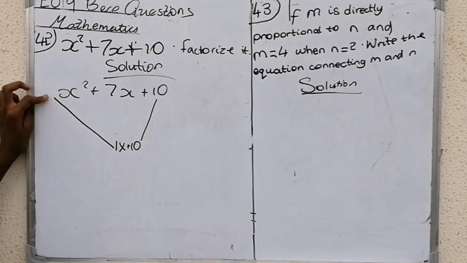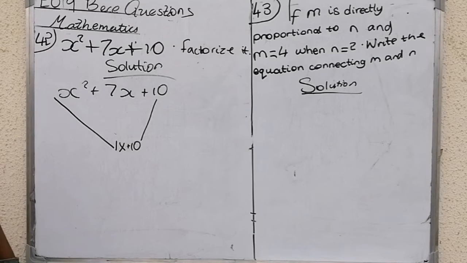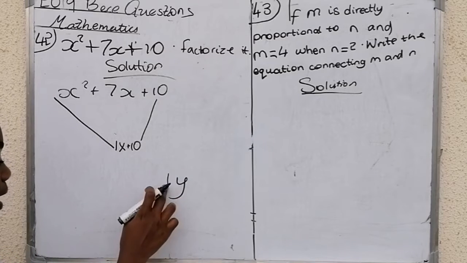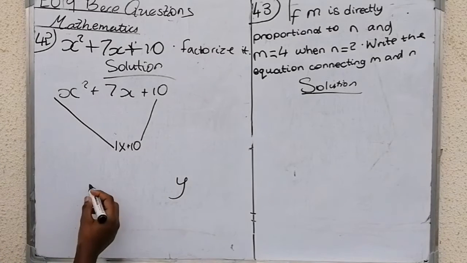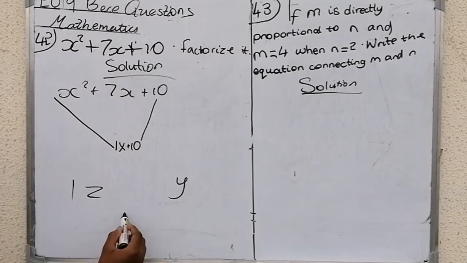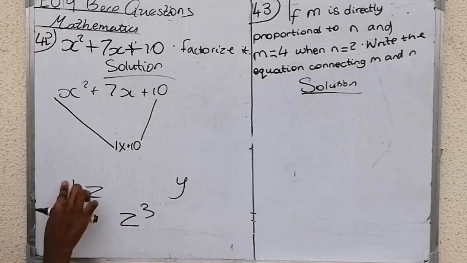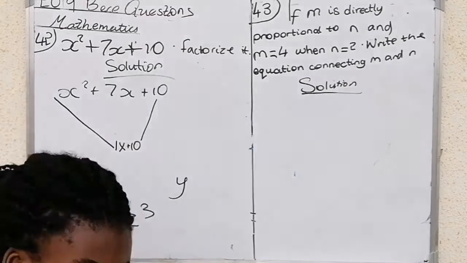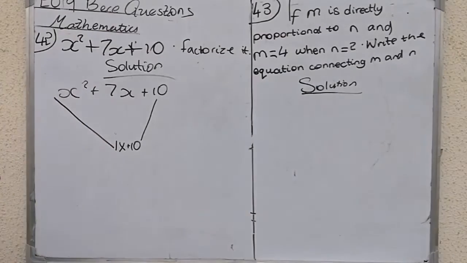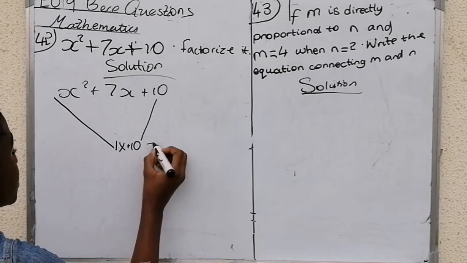Remember I said earlier there's a 1 here, but we don't really need to write it. We leave x squared on its own, like y is 1y but we write it as y, and z cubed is 1z cubed but we leave it on its own. So 1 times 10, the answer is 10.